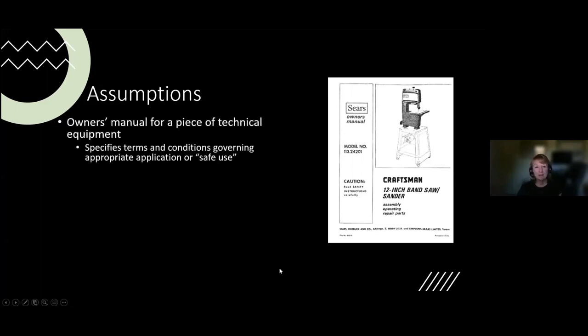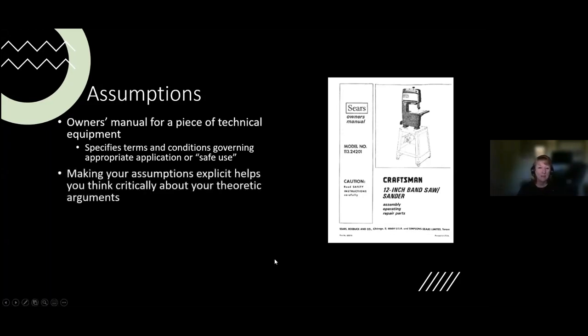Assumptions for a theoretical model are like an owner's manual for your models. So it gives you the terms governing safe use of your model. Where is it appropriate to use your model? Where is it not appropriate? Where might you end up cutting off your fingers or getting electrocuted if you use this model the wrong way?